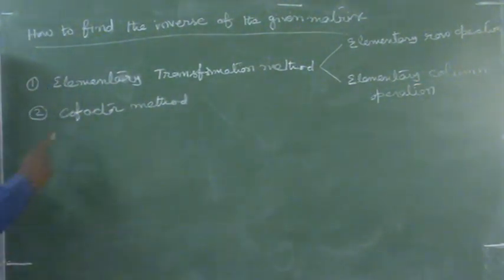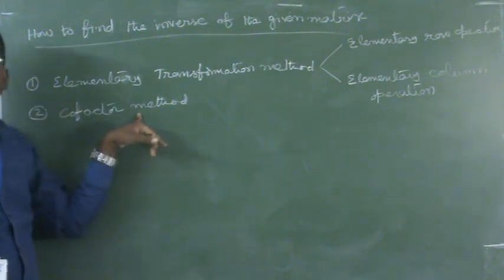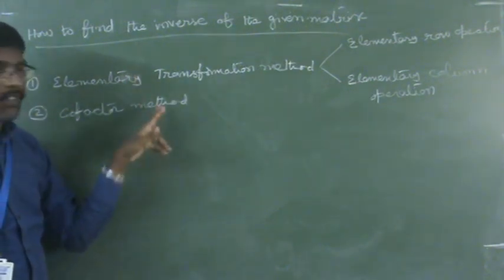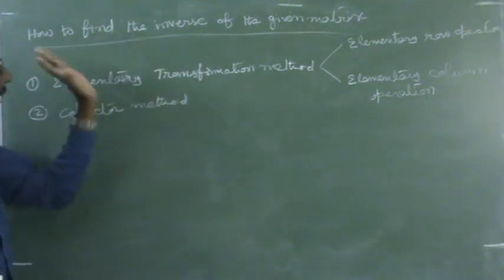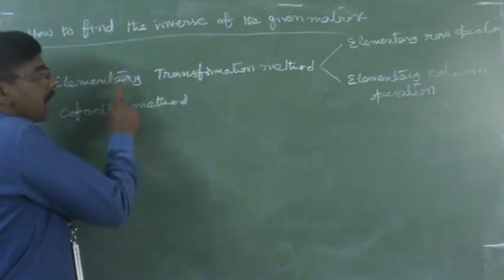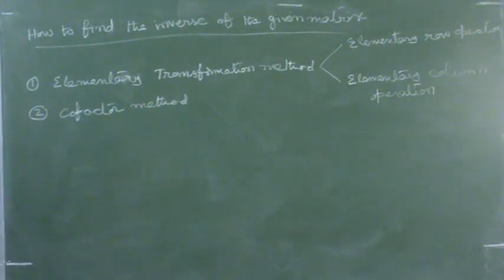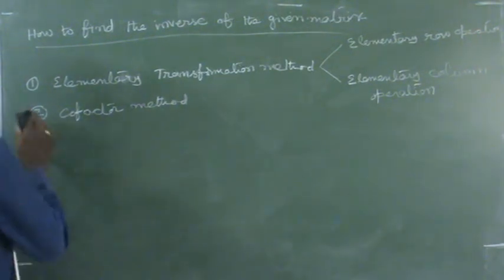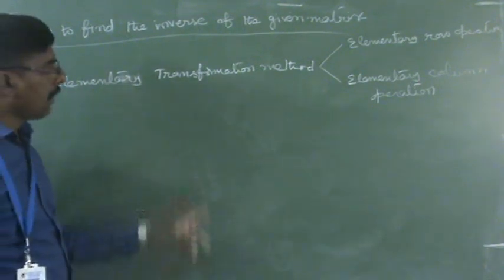Next, another method is called the cofactor method. This cofactor method will come in the next chapter. There is no need to discuss the cofactor method in this class. This is a topic regarding the inverse of the given matrix. Today's session is about the elementary transformation method only. Now we discuss the elementary transformation method.